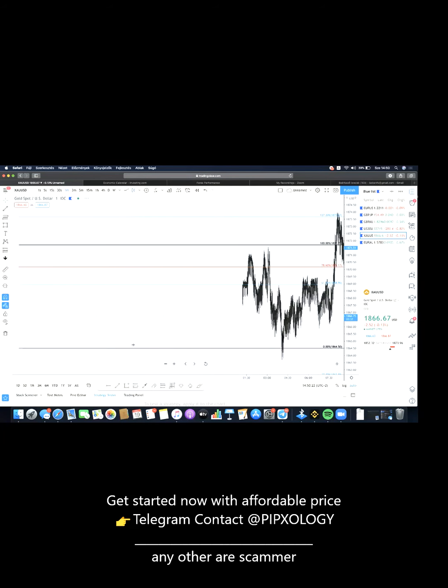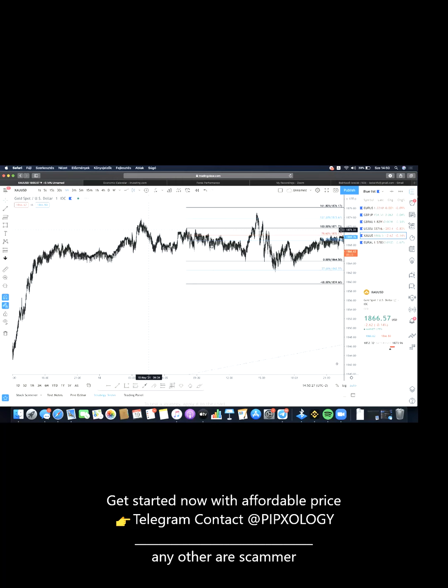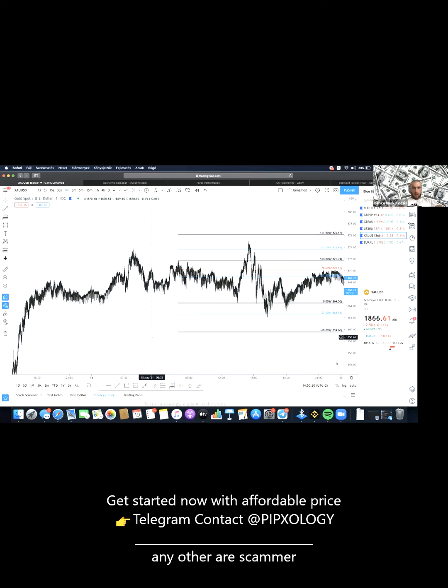Have you used the order blocks? Where is the order block? I can see nothing at this left side.